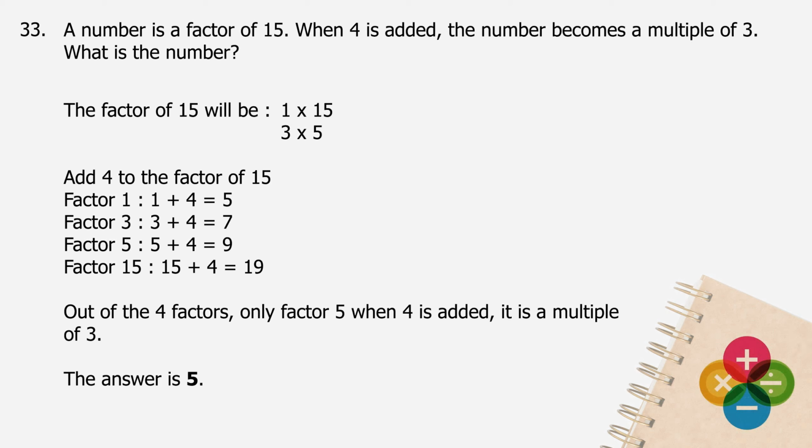Factor 1 will be add 1 to 4, and the sum is 5. Factor 3 will be add 3 to 4, and the sum is 7. Factor 5 will be add 5 to 4, and the sum is 9. Factor 15 will be add 15 to 4, and the sum is 19. Among the 4 factors, only factor 5, when added to 4, is a multiple of 3. The answer is 5.